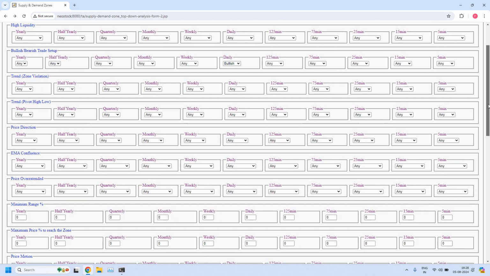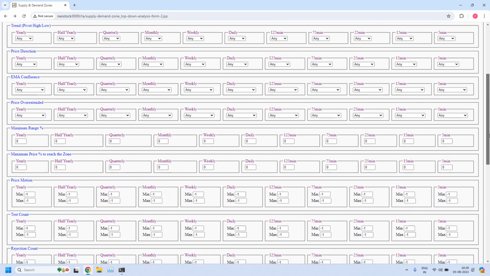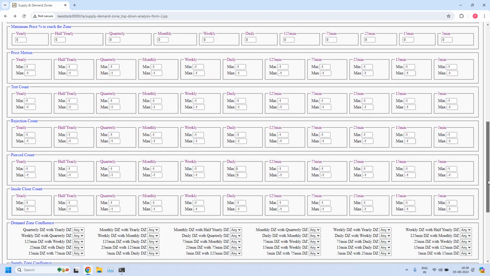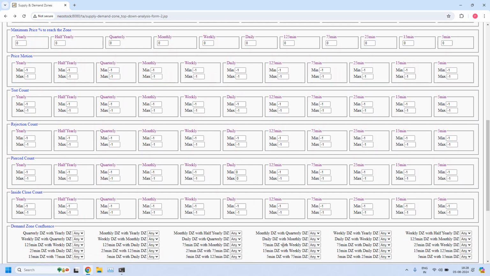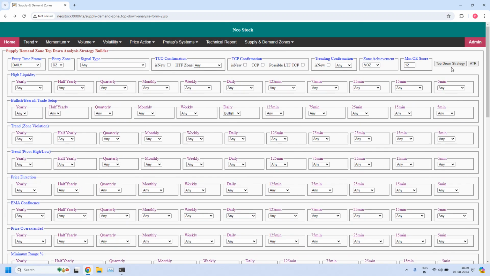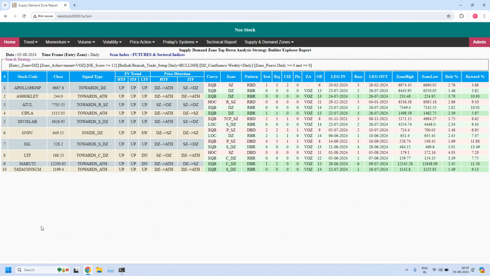So ITF is weekly, because these are the demand zone. So daily demand zone with weekly EMA confluence. I selected the option yes. Let me filter the stocks. So 10 stocks are filtered. These 10 stocks are having bullish trade setup. They are supporting monthly income trade. These zones are also having confluence with weekly zones.